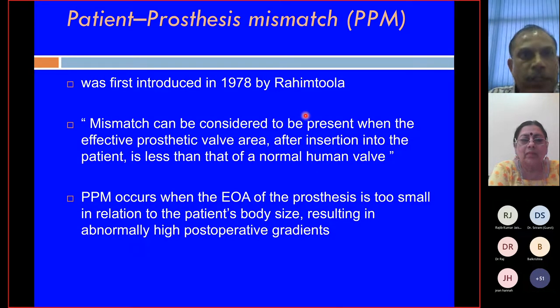Now, patient prosthetic mismatch was defined by Rahimtoola in 1978. It states that patient prosthetic mismatch occurs when the effective orifice area of the prosthesis is too small in relation to the body size, which results in abnormally high postoperative gradients. So the area becomes too small for the supply needed by the body.